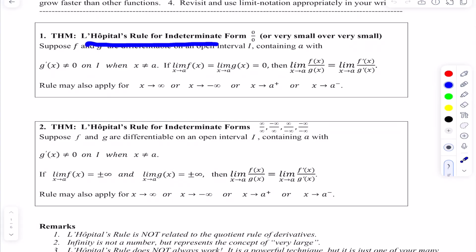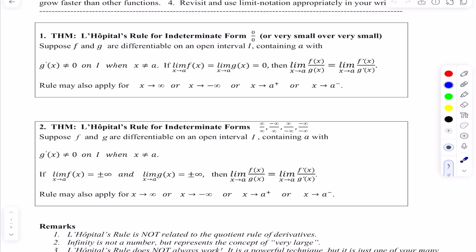There's the first indeterminate form of 0 over 0, but it's really not 0 over 0 because remember, when you're looking at limits or when you're trying to check forms of limits, you're trying to see if it gets close to 0. So if it gets close to 0, it's really representing the concept of very small over very small.